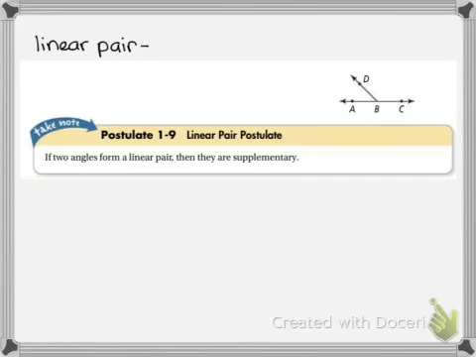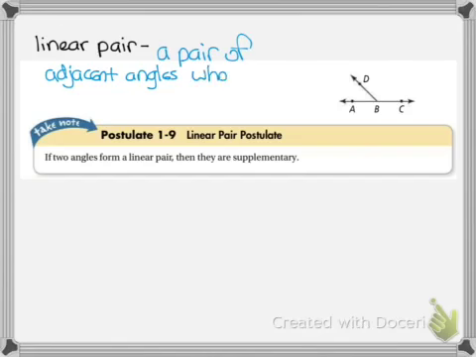All right, next we're going to look at a linear pair. A linear pair is a lot like a straight angle. You can think of it like that. It's just a pair of adjacent angles whose non-common sides are opposite rays.